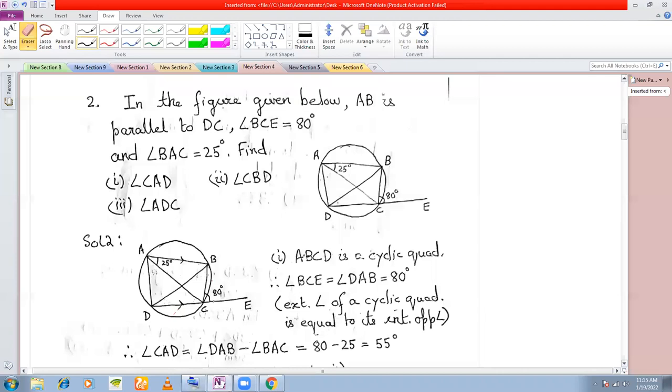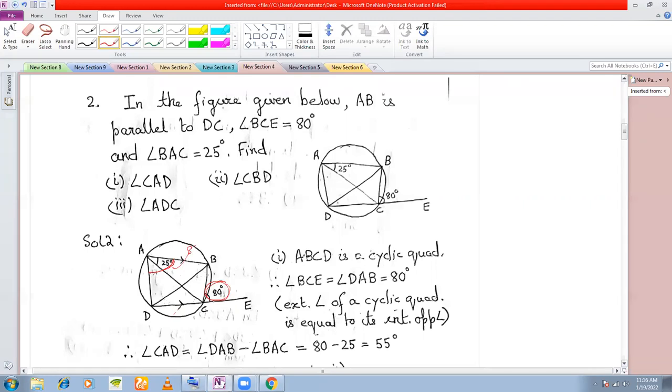First of all, this angle is 80 degrees. Also realize that ABCD is a cyclic quadrilateral, right? Because all the vertices lie on the circle. Each of A, B, C, D lies on the circle. So this is the exterior angle of the cyclic quadrilateral. It must be equal to the interior opposite angle. That means this entire angle here is 80 degrees.